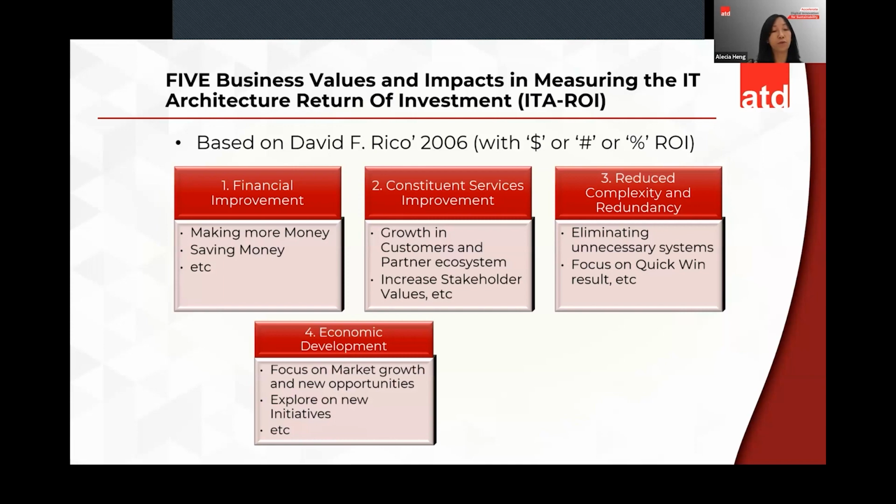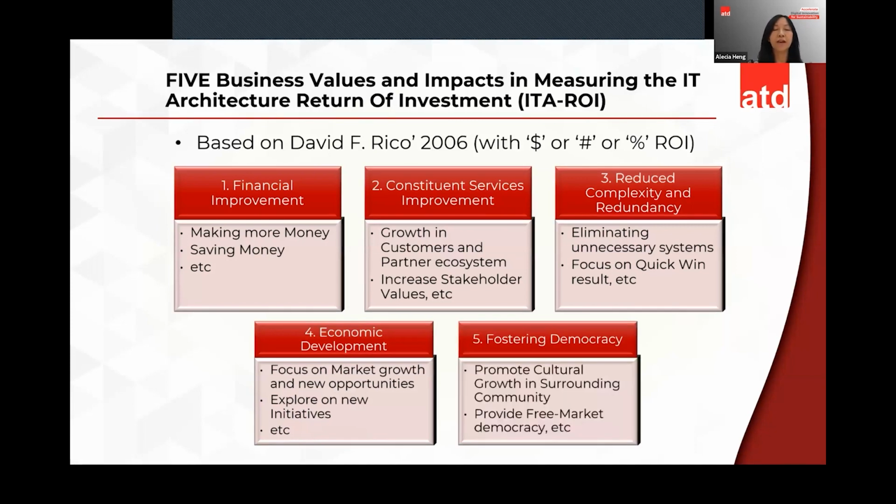And number 4, we also look at whether it helps in terms of market opportunity and growth. Because of the new solution, it might help us grow into new markets, right? It might help us go into new initiatives. And last but not least, it helps our ecosystem, across departments. It will help foster collaboration and improvement across the departments and the ecosystem. Those are some of the factors that we will look at as we study the return on investment. So this is the first section that we look at.